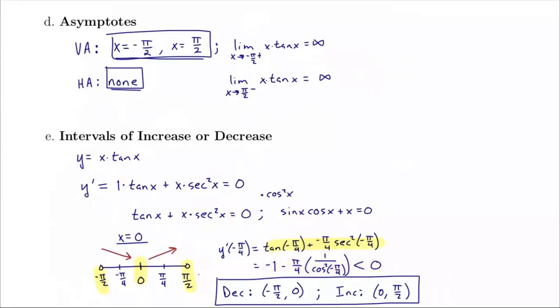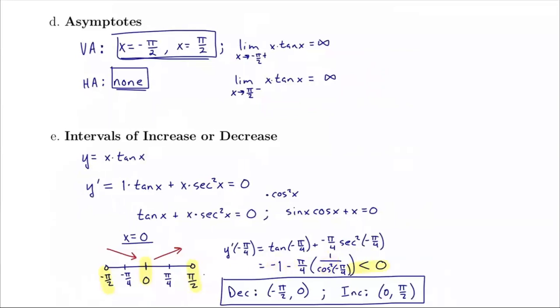Convince yourself that this expression here is actually negative. Why that would be the case. Remember, we have cosine squared of something. It doesn't matter what that something is as long as it's not 0, which it's not. It's going to be positive, and this is negative minus something times a positive. So that's all negative. So we know we're less than 0. So we know we're decreasing along this interval from negative pi over 2 to 0.